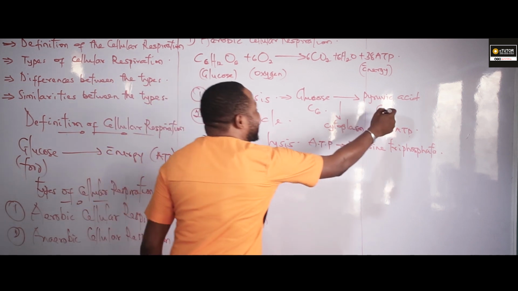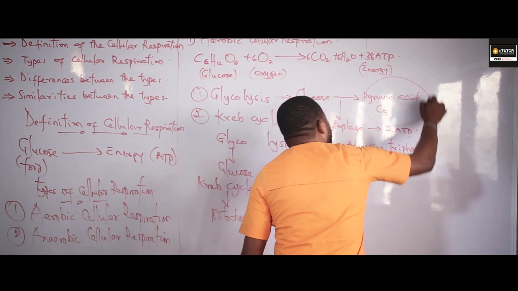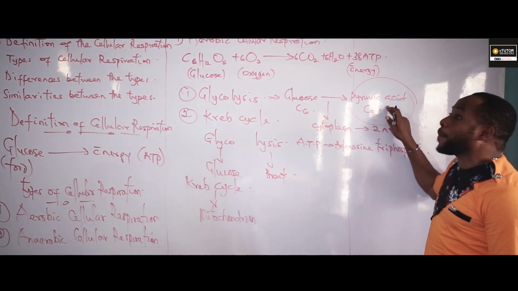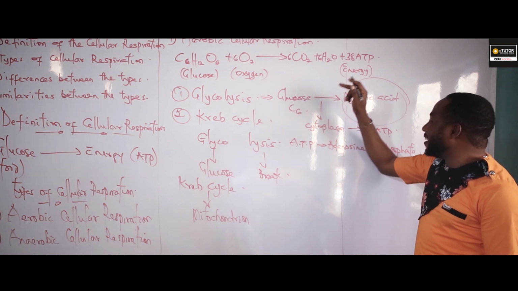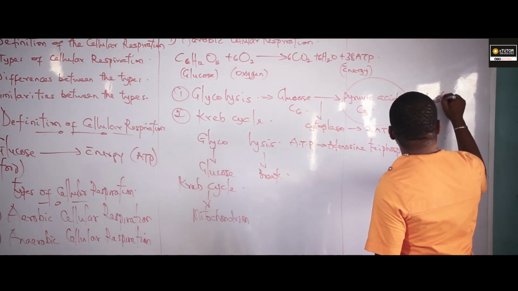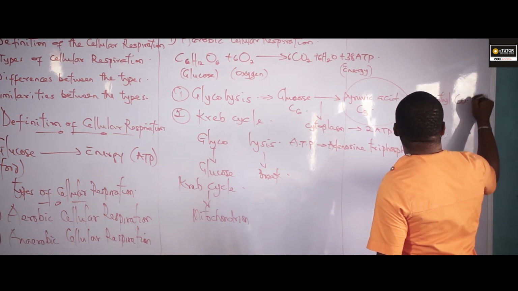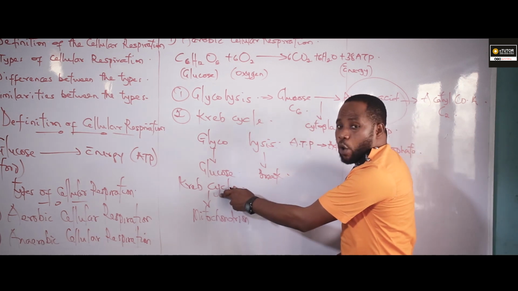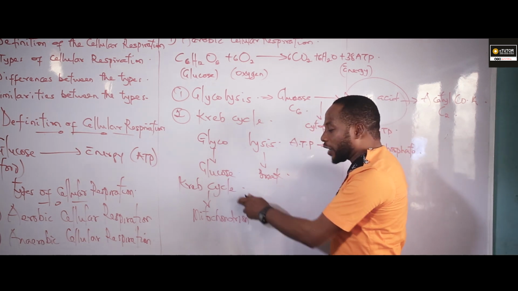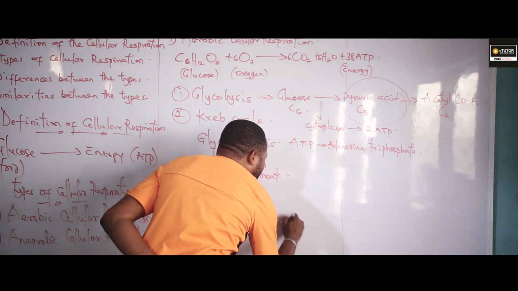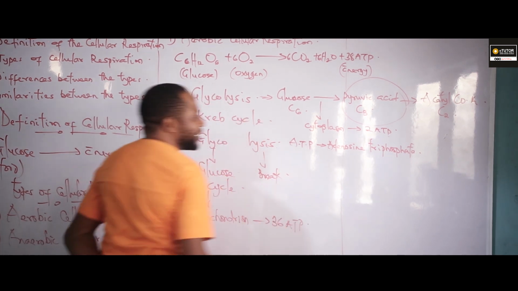From the 3 carbon compound, the product of glycolysis, 1 carbon compound will be removed by oxygen. Then the remaining 2 carbons, which form acetyl-coenzyme A, will enter into the Krebs cycle. And at the end of the Krebs cycle, there is always formation of 36 ATP.